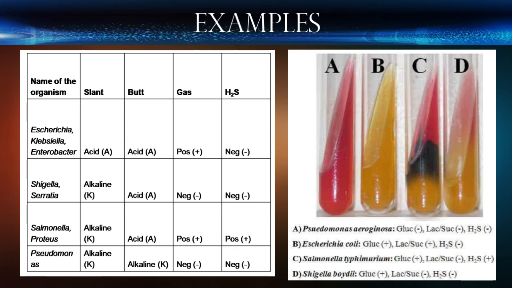If an alkaline slant with acidic butt with gas production and H2S production, then examples are Salmonella and Proteus. If an alkaline slant with alkaline butt with no gas production and no H2S production, an example is Pseudomonas.